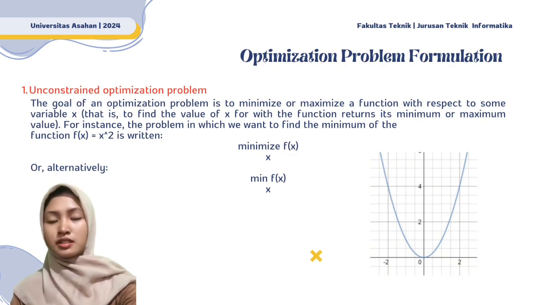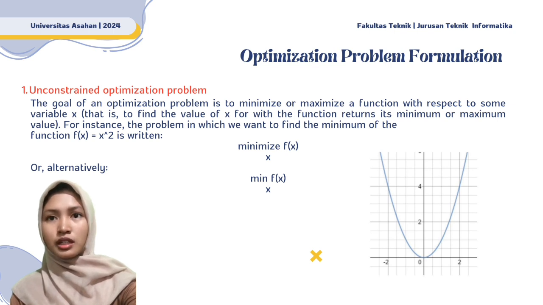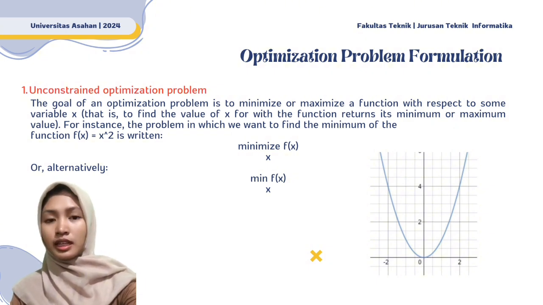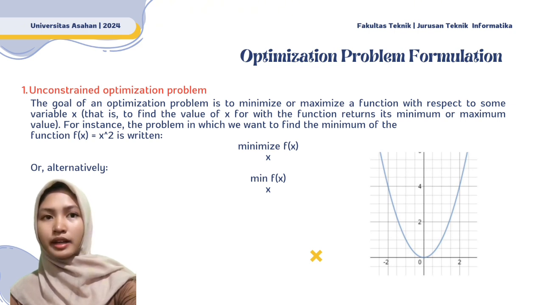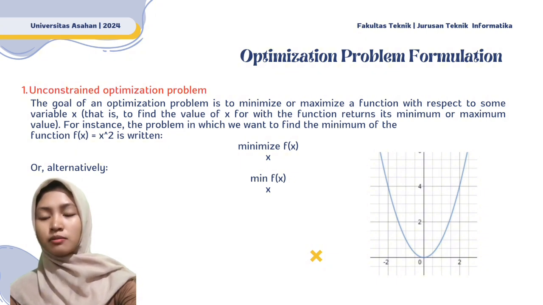Then, optimization problem formulation. For optimization, there are two types. The first is the unconstrained optimization problem. The goal of an optimization problem is to minimize or maximize a function with respect to some variable x. That is, to find the value of x for which the function returns its minimum or maximum value.